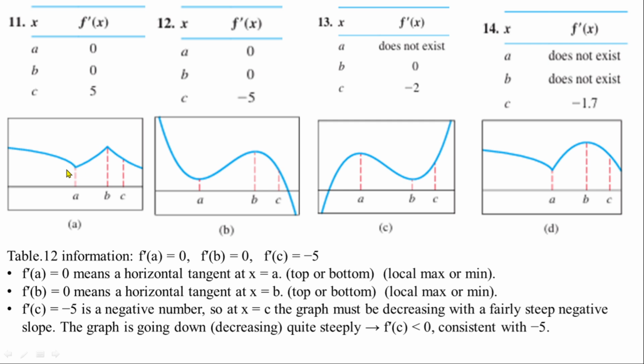Here there is no horizontal tangent, and at B also there is no horizontal tangent. It is decreasing. So there is no possibility for A. For this A, there is a horizontal tangent, that is a local minimum at A, and this is the local maximum at B. So f dash of B equal to 0, f dash of A equal to 0, and this slope is decreasing. So this 12th table is matched with the graph B.